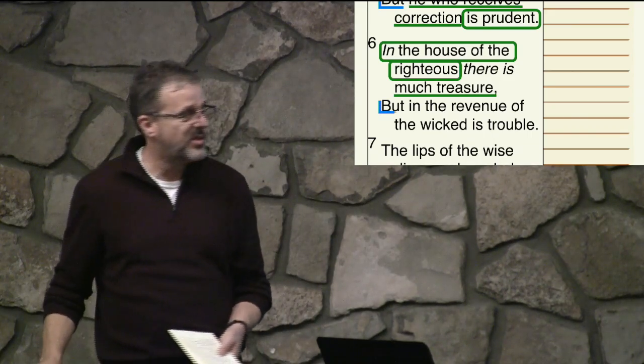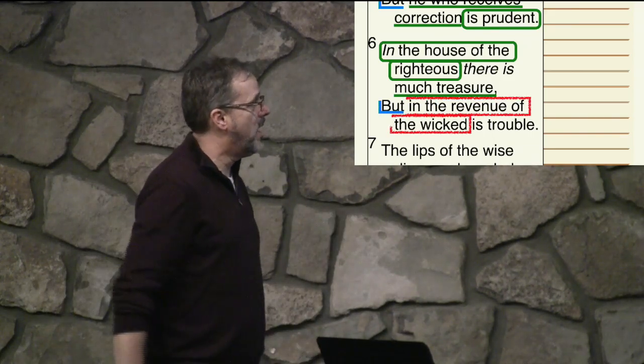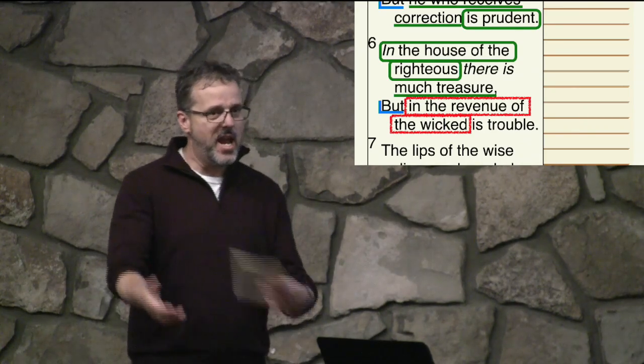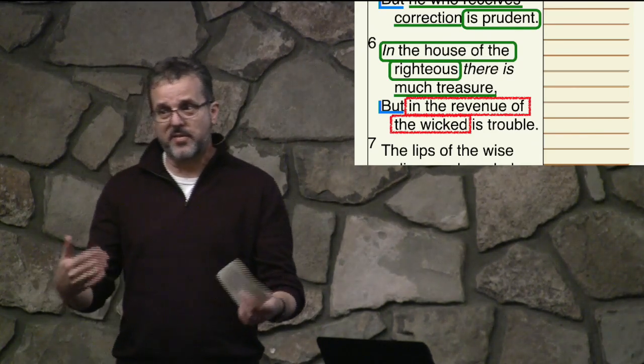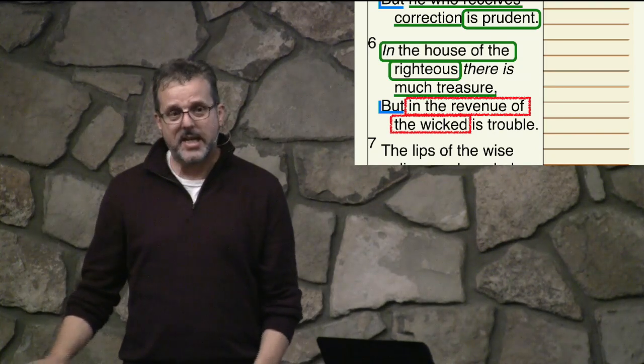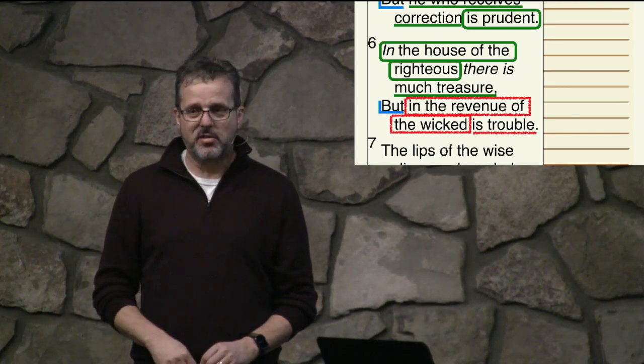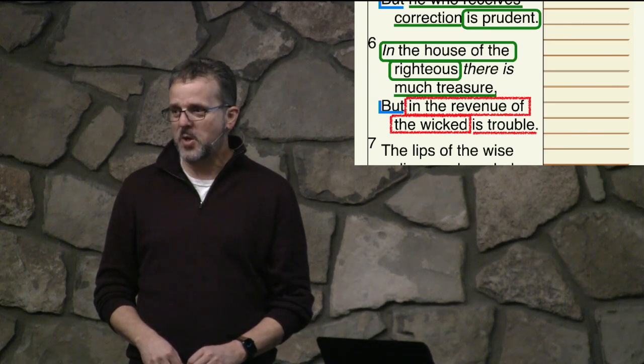In contrast, he tells us the revenue of the wicked. That is people who are wrong. They're wrong with God, and they gain. It doesn't mean they don't get stuff. They get stuff in this world, but it is trouble. It is trouble, and that is just an understatement. Some of you know it well.